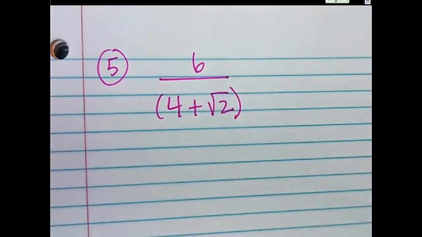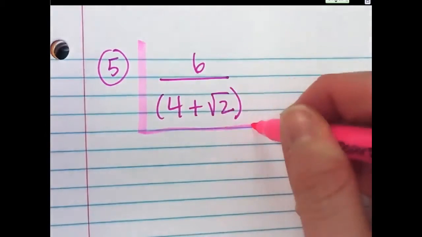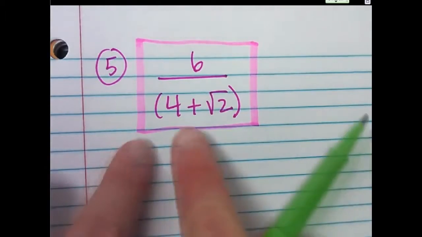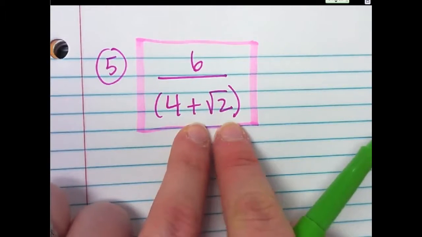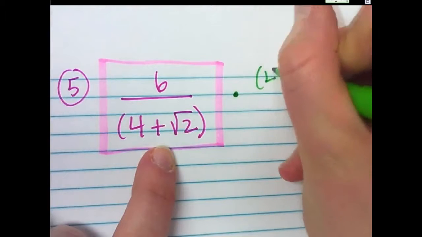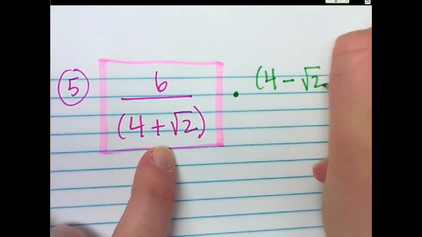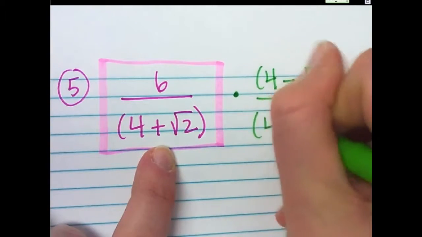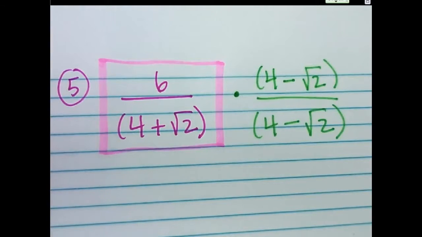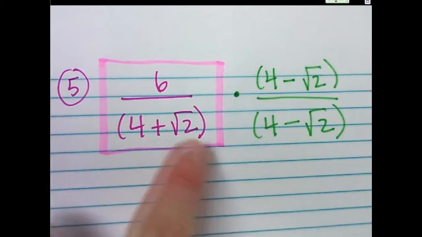So on the first 4 that we did, we only had a single radical on the bottom. No plus, no minus. If you see a plus or a minus, you're going to multiply by this same thing, but I'm going to change the sign. Okay, so I'm going to multiply over here in green 4 minus square root 2 over 4 minus square root 2. Not because it's in parentheses, because I know first period was confused because on the worksheet they're not in parentheses. It's because it's a radical plus something.